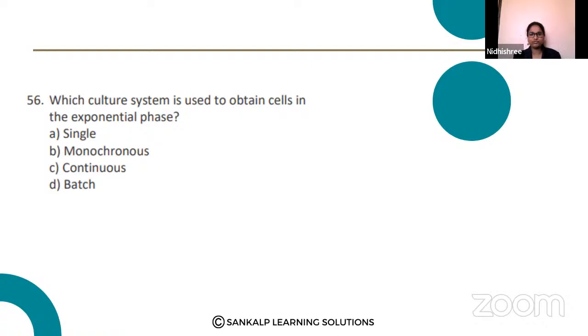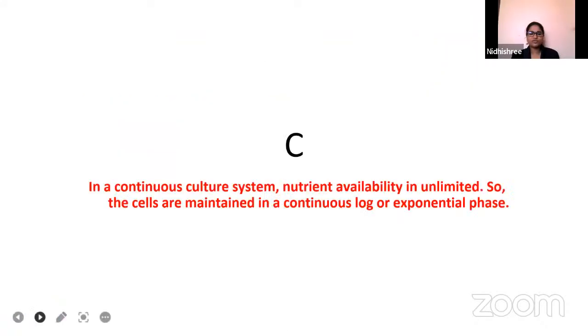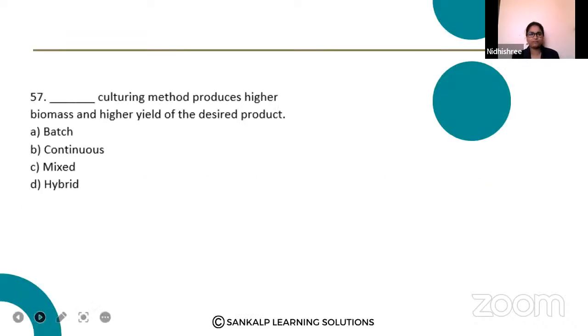Okay. Most of them answered or voted for option C, that is continuous, right? Option C, continuous culture system. Why will they use a continuous culture system? Because their nutrient availability will be unlimited, so the cells are maintained in a continuous exponential phase. That is why continuous culture medium will be used.